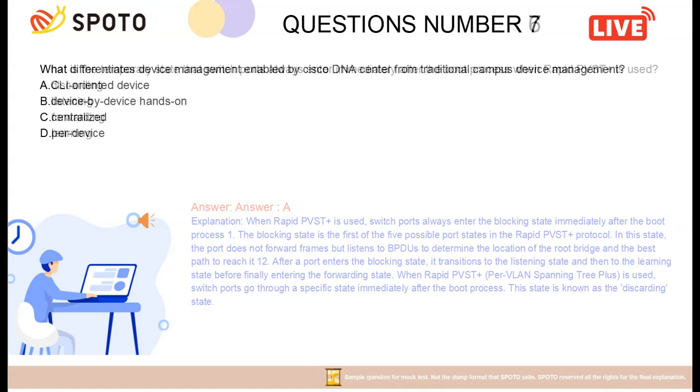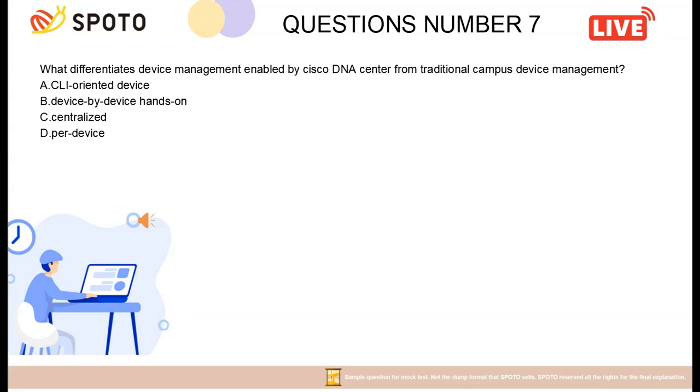Question 7. What differentiates device management enabled by Cisco DNA Center from traditional campus device management? A. CLI-oriented device. B. Device-by-device hands-on. C. Centralized. D. Per device. You have 15 seconds to answer.